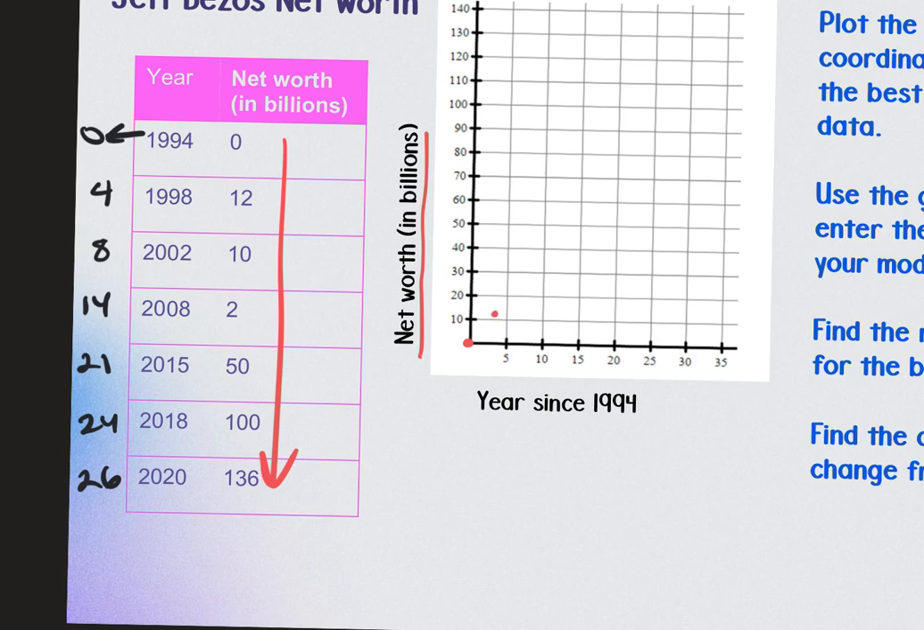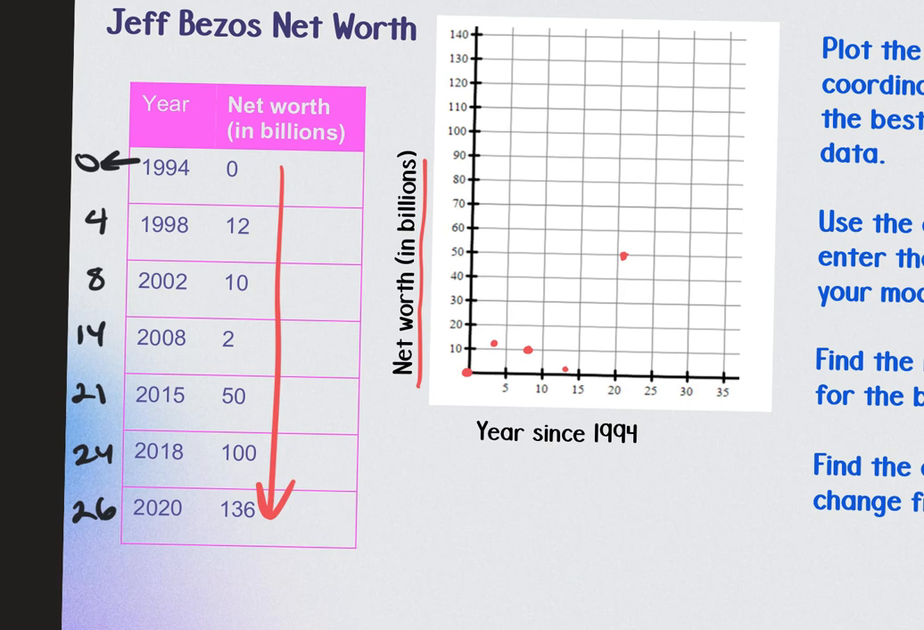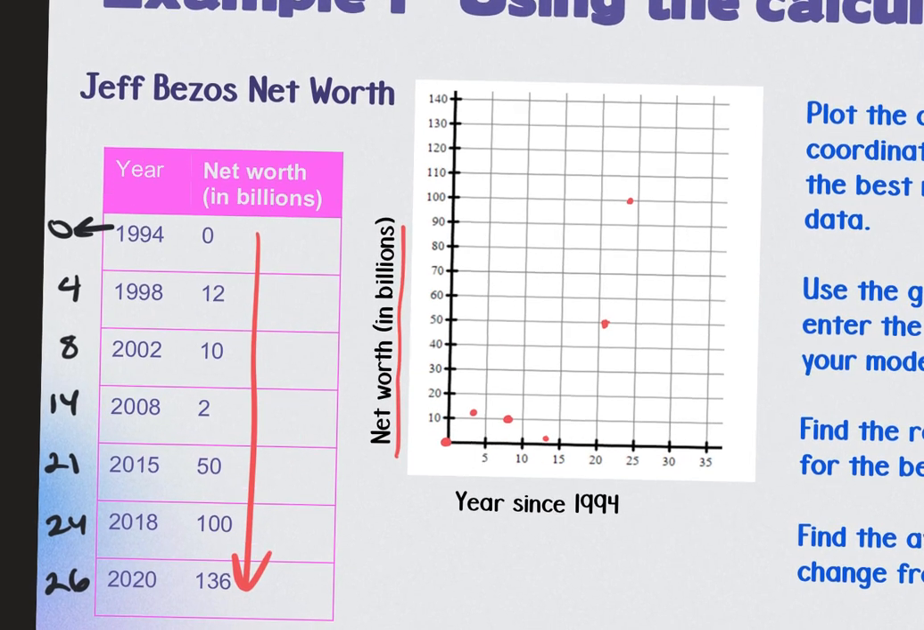And then in 2002, it went down a little bit to $10 billion. So that's year 8. And then at year 14, he's down to $2 billion. He lost all his money. Well, poor guy, only at $2 billion. And then at year 21, he's at $50 billion. So way back up again. That was a good year. And then year 24, $100 billion. And then at year 26, $136 billion.